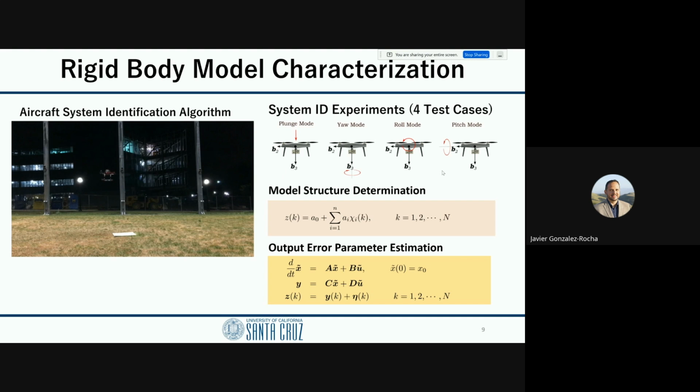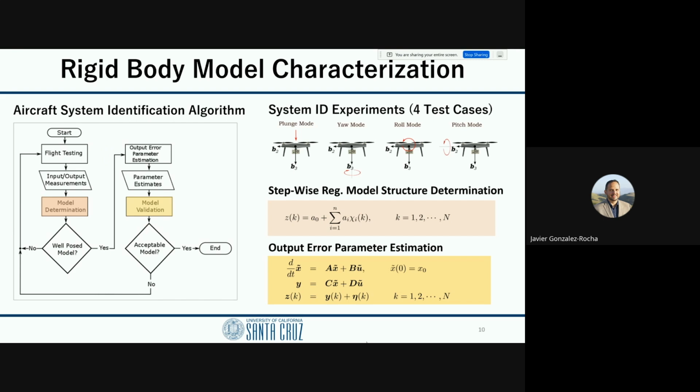And we do this essentially using what's called stepwise regression. So once we get a good model structure, then we feed that model structure into an output error parameter estimation scheme. And so here shown below, essentially we're just minimizing a cost function that's minimizing the error between the measurement and the model.